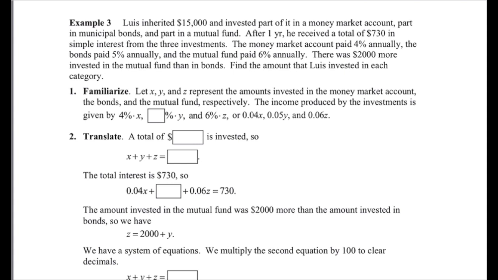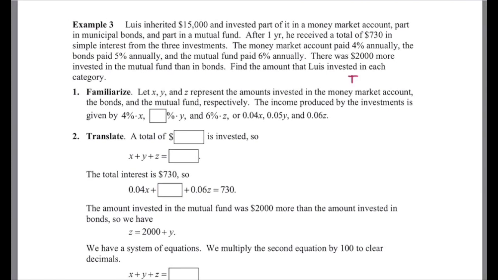So again, remember simple interest is interest equals principal times rate, the amount that we're investing times the rate. We have 3 variables here, 1 for each account.